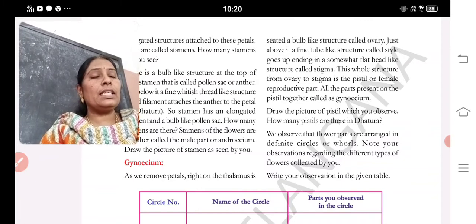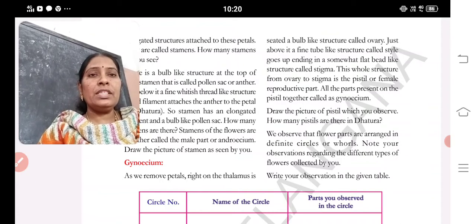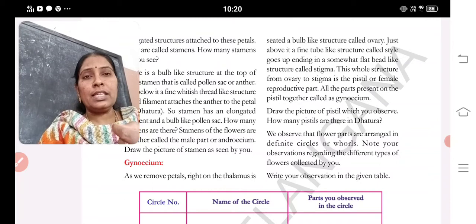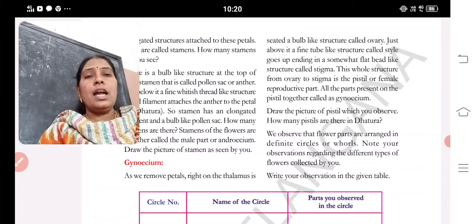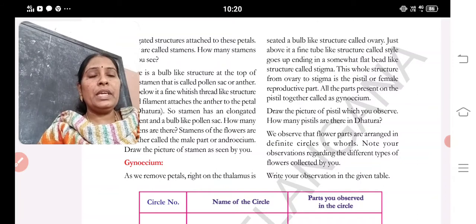How many pistils are there in a datura? We observe that the parts are arranged in different circles or whorls. Note your observations, recording the different types of flowers collected by you. She is asking us to take different flowers, and first she is explaining about the datura. Collect the datura flower, and you will find a green coloured base.